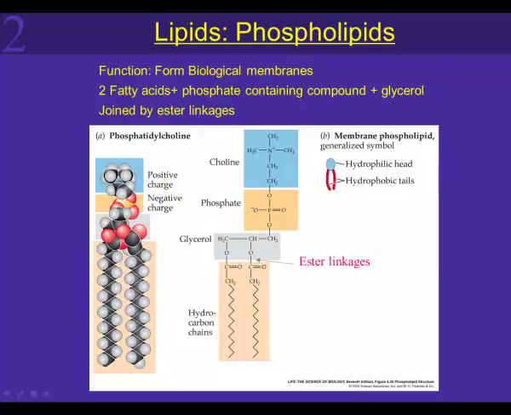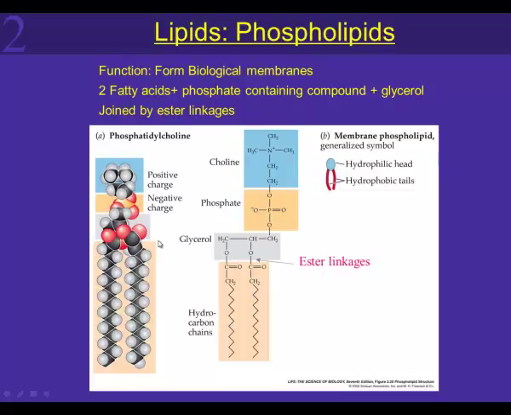There's another very important group of lipids that I want to mention, and these are the phospholipids. And phospholipids have a very important function because they actually form biological membranes. Phospholipids consist of 2 fatty acids, which are shown here, plus a phosphate group, plus a glycerol. So this is the phosphate group, here's the glycerol, and here are the fatty acid tails.